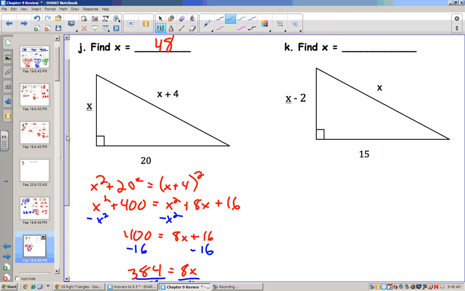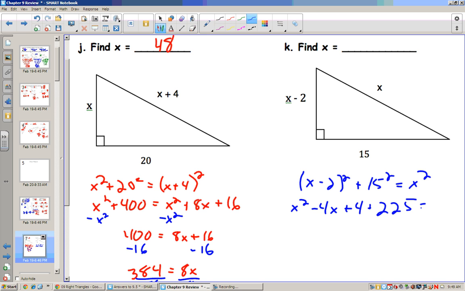Now to find our x over here, we do the same process. X minus 2 squared plus 15 squared is equal to x squared. X minus 2 squared is going to be x squared minus 4x plus 4. 15 squared is going to be 225. Now I subtract x squared on both sides, leaving negative 4x plus 229 is equal to 0.